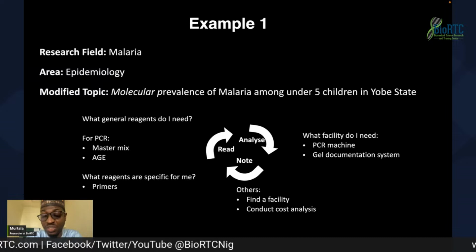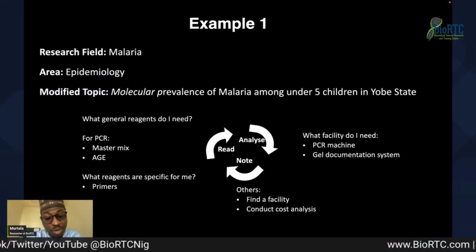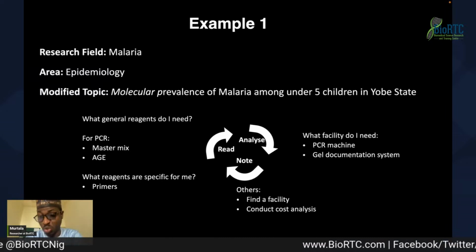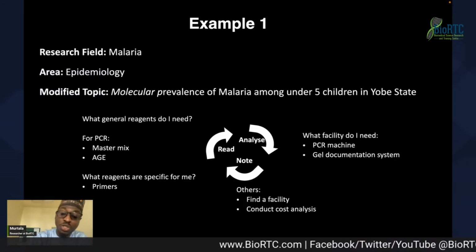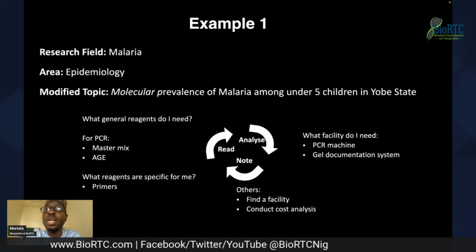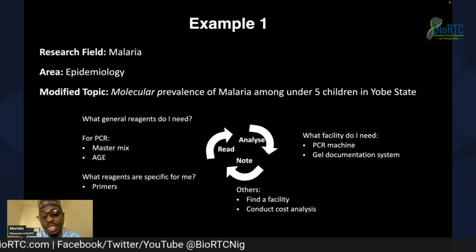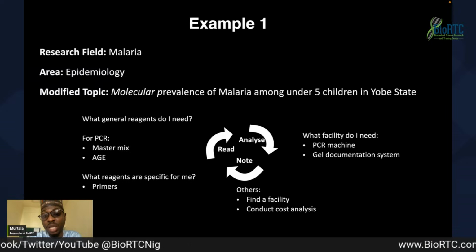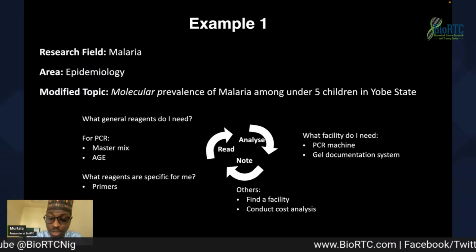I know that a lot of Nigerian researchers, especially MSc and PhD students, do not have funding, so they usually fund it from their pockets. So sometimes just because you see a work published by somebody doesn't mean that you can afford it. So you need to really conduct a cost analysis and ensure that whatever you are proposing, you can do it.